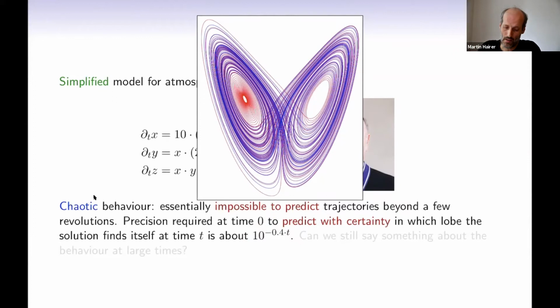So you see that 10 switches is about okay, because that would require you to know the initial data with precision of 10 to the minus 4, which basically just means you need to know about 4 digits. But if you want to predict to 100 or 1,000 revolutions, then you would need to know your initial data up to a precision of 10 to the minus 200 or 10 to the minus 300.